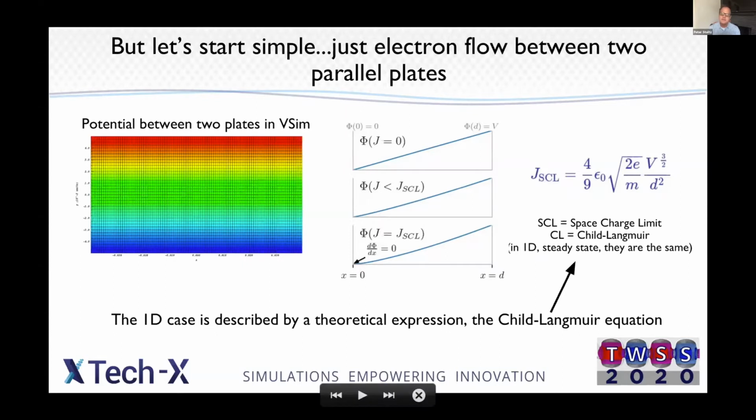And in 1D, there's a way just to write down an expression for that. You can work out a steady state value for how much current you can emit given a voltage and a gap distance, d. And sometimes in this talk, I'll use SCL, which stands for space charge limit. And sometimes I'll say CL, which stands for Child-Langmuir, that's the name of the equation that describes the space charge limit. And in 1D steady state, they're the same. I'll kind of use them interchangeably, but yeah, there's a little bit of nomenclature.